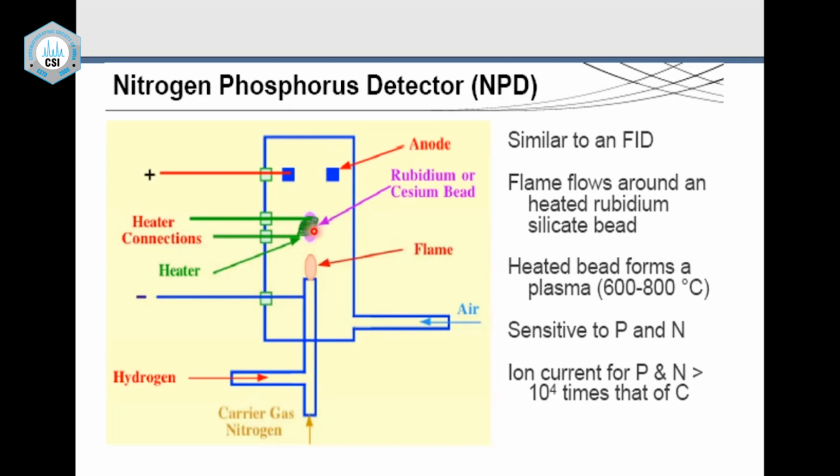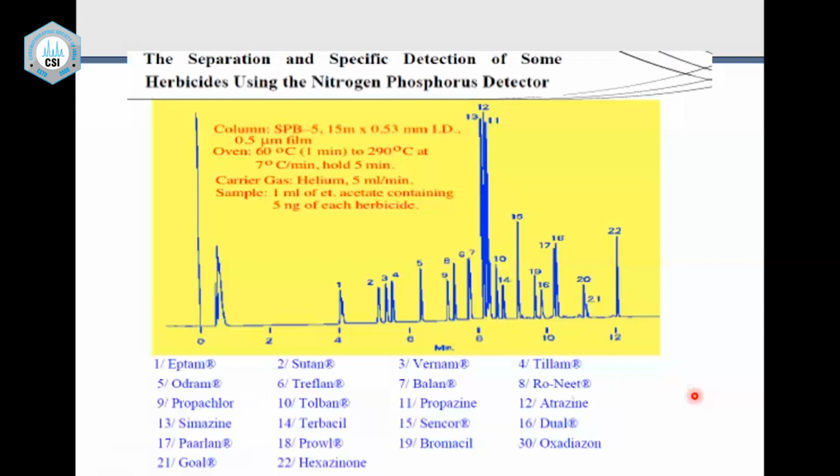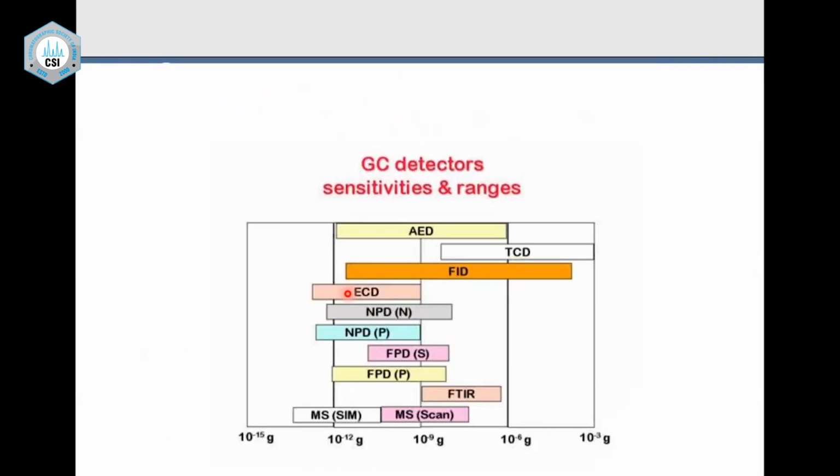But just because of this bead, it becomes sensitive for phosphorus and nitrogen, and it gives you a signal 10 raised to 4 times that of the hydrocarbons. So it can easily identify nitrogen and phosphorus-containing organic compounds. And again, it is related to pesticides because there are a lot of pesticides which contain nitrogen and phosphorus. And this is an example of herbicides being analyzed by the nitrogen phosphorus detector. All these herbicides are separated on a capillary column, and they can be analyzed at very low levels by using the nitrogen phosphorus detector.